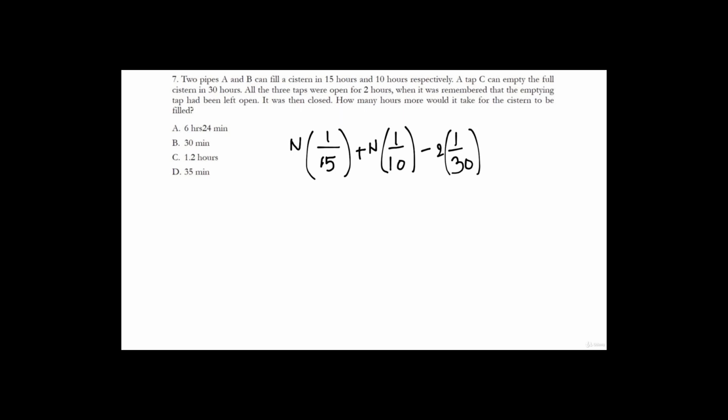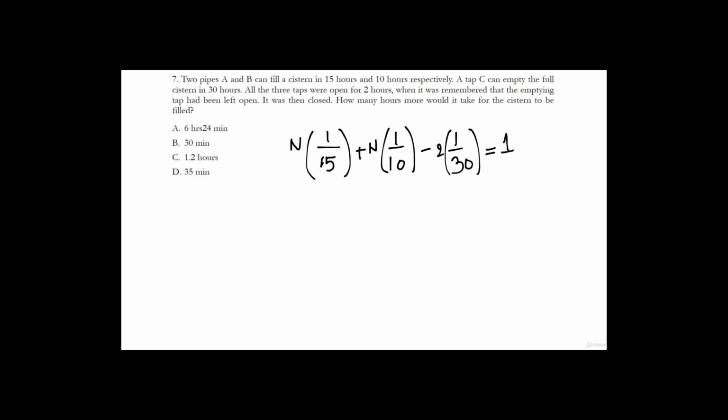So all these together make one complete tank get filled. So it's basically n/15 is the fraction of tank filled by pipe A, n/10 is the fraction of tank filled by pipe B, and 2/30 is the fraction of tank emptied by pipe C.